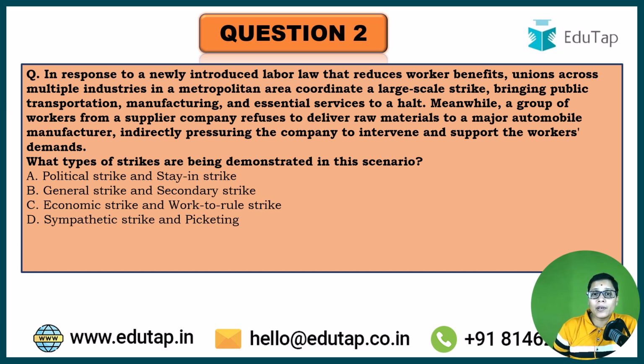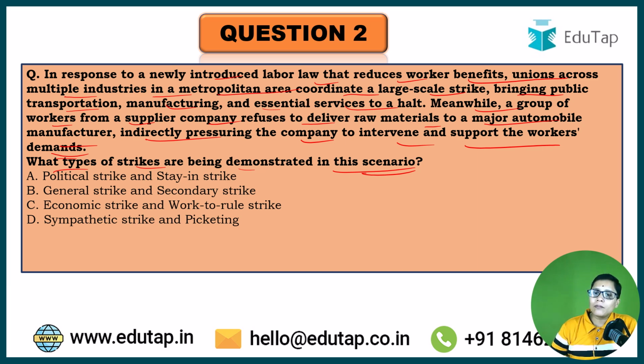So moving on to our next question. In response to a newly introduced labor law that reduces workers' benefits, unions across multiple industries in a metropolitan area coordinated a large-scale strike, bringing public transportation, manufacturing and essential services to a halt. Meanwhile, a group of workers from a supplier company refuses to deliver raw materials to a major automobile manufacturer, indirectly pressurizing the company to intervene and support the workers' demands. Now, what types of strikes are being demonstrated in this scenario?